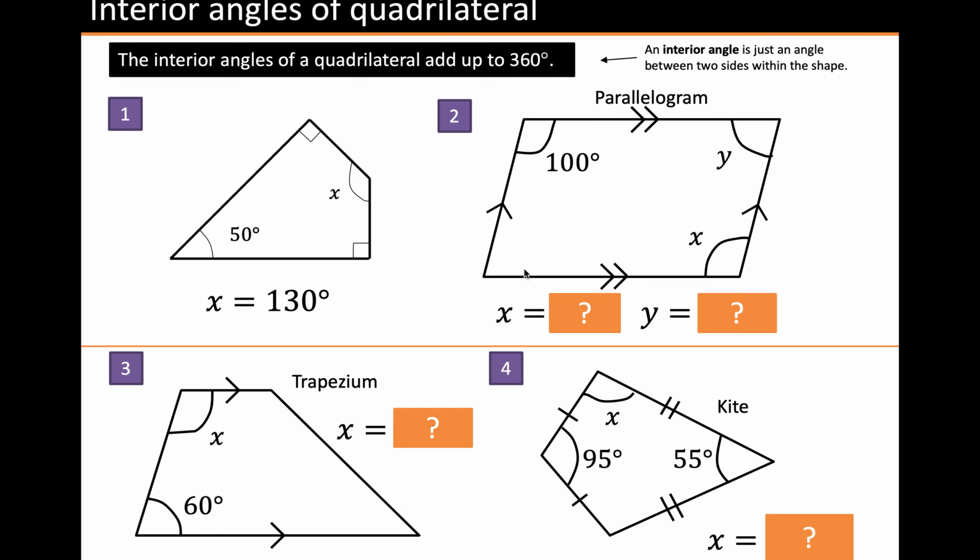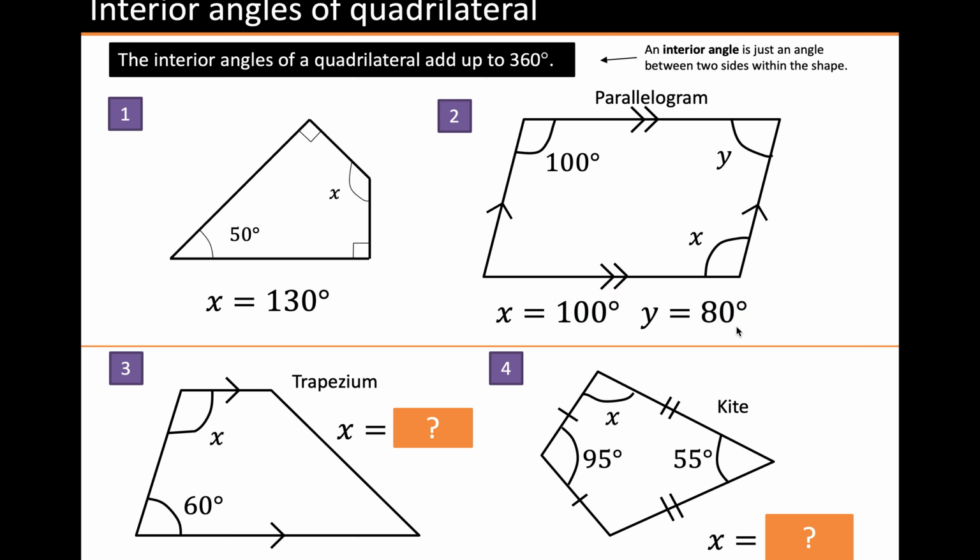This is a parallelogram. For a parallelogram, we can apply the parallel line concept from just now. The sum here will be 180, the sum on this side will be 180, 100 and y will make 180. That makes y 80, and x should be 100.